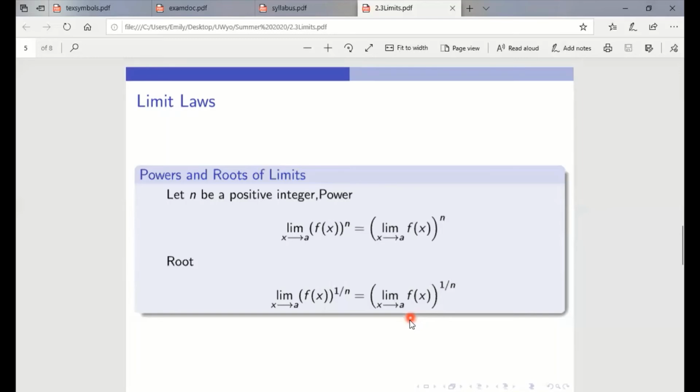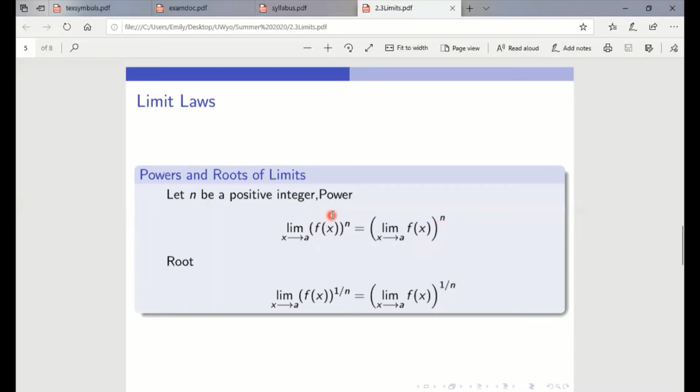And then finally, we've got power and root laws. Let n be a positive integer. That means it's going to be a whole number greater than 0, so 1, 2, 3, 5, 10, 100, all those sorts of numbers. The limit as x approaches a of a function raised to a power n is the same as the limit as x approaches a of that function, whatever that value is, raised to the power n.